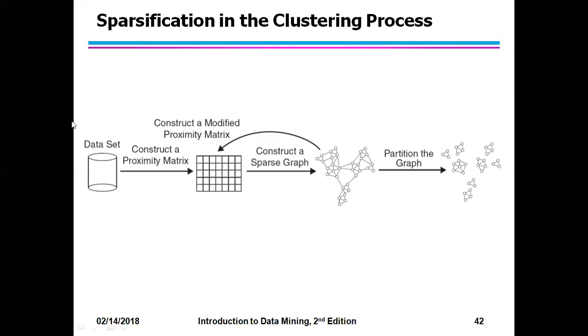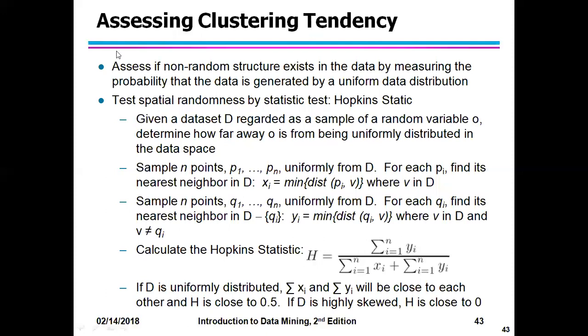Similarly, we come to clustering tendency, and how the evaluation of clustering happens. There are some evaluation measures given here, like the Hopkins statistic, which is calculated for spatial randomness. H equals the summation of yi divided by the summation of xi plus yi, where xi and yi are uniformly distributed. If H is close to 0.5, the data is uniformly distributed; if H is close to 1, the data is highly skewed; if H is close to 0, it is regularly spaced.